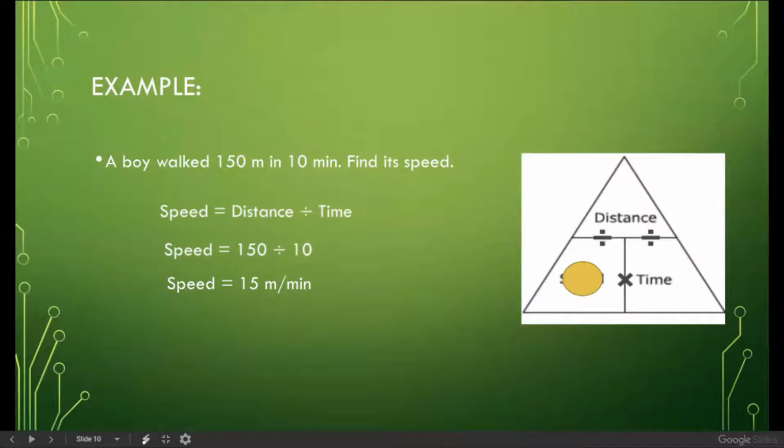So just remember, if we're looking for the distance, then the formula is speed times time. If we're looking for the speed, then the formula is distance divided by time. And if we're looking for the time, then the formula is distance divided by speed.